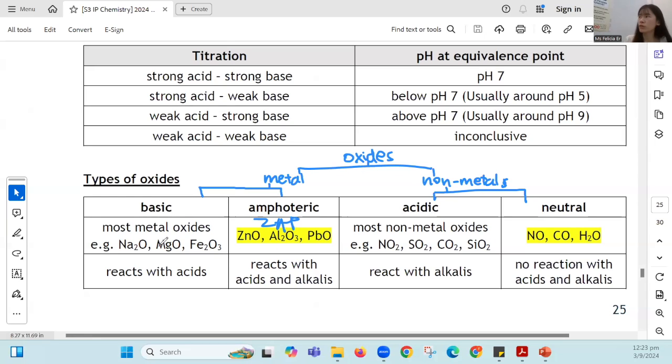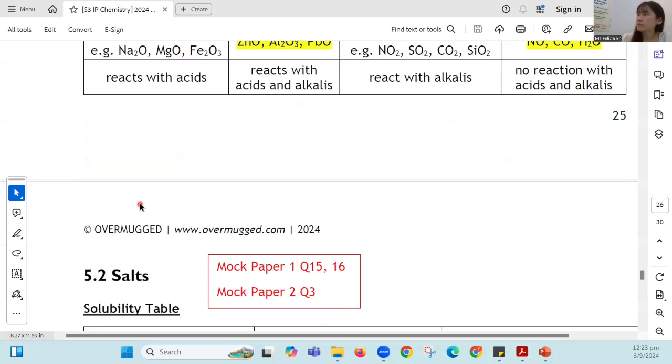Okay, so all this I think you should know, like what it reacts with, so I shall not cover any more. I shall move on. None popping, right? Okay, so moving on to the next page.